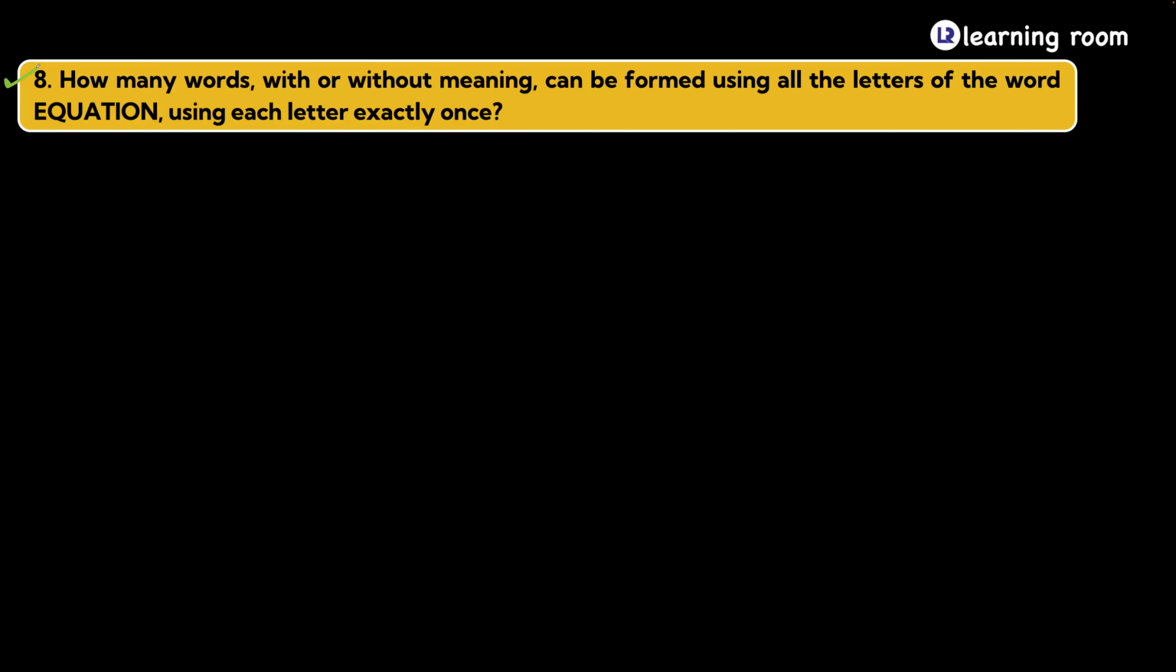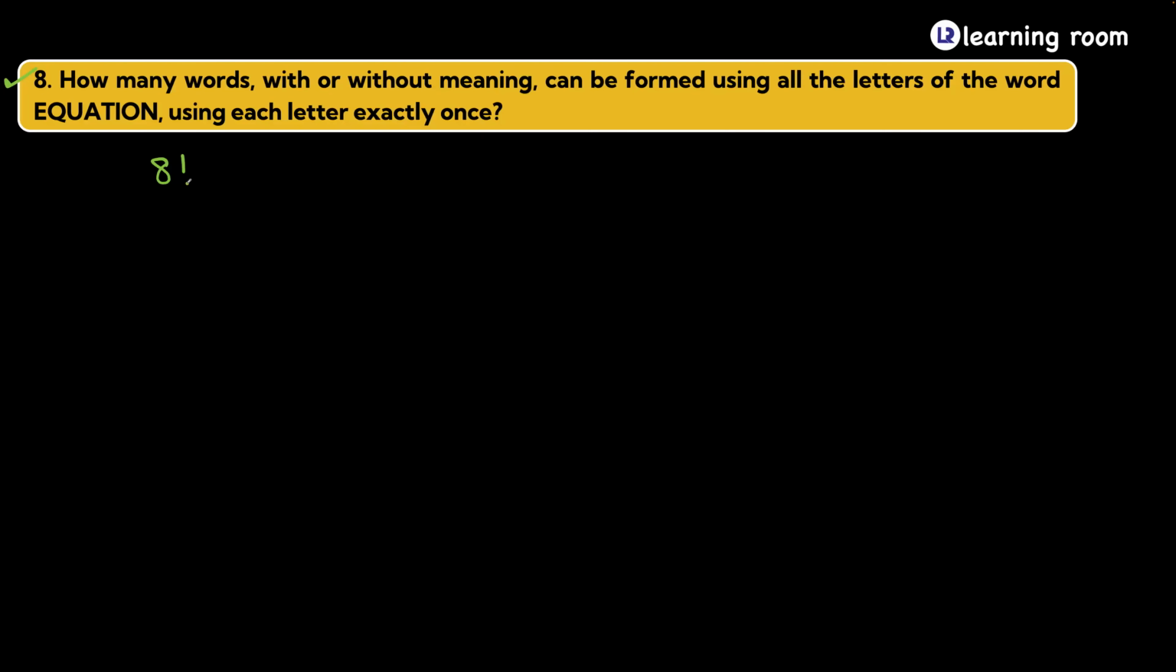So listen. How many words with or without meaning can be formed using the letters of the word equation, using each letter exactly once? So in the equation, if you observe, is there any repetition? 1, 2, 3, 4, 5, 6, 7, 8. So out of the 8 letters available, you're going to arrange the 8 letters among themselves. So answer will be 8 factorial.